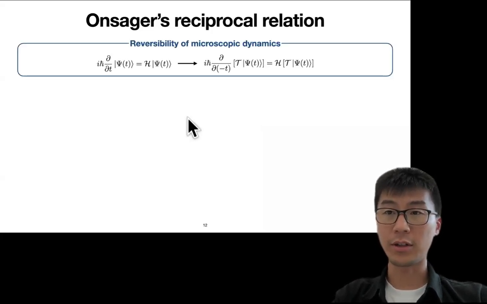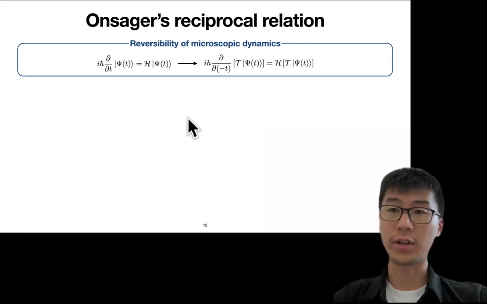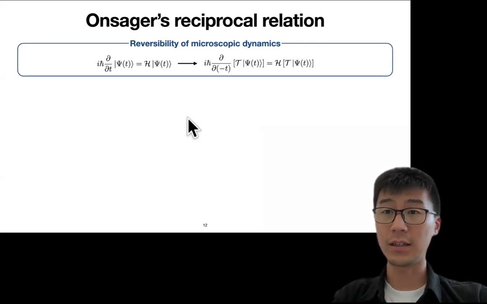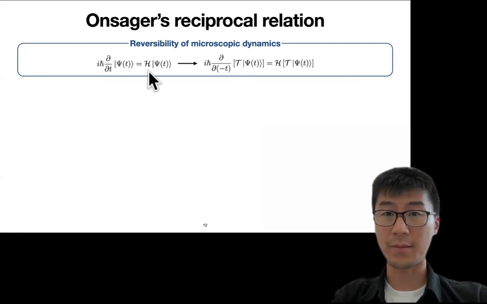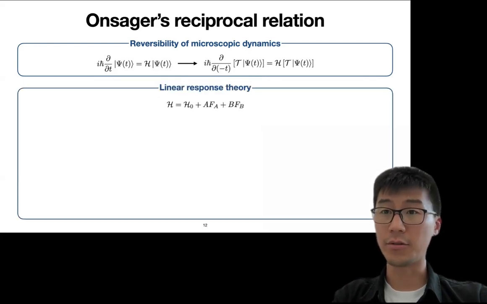Onsager's reciprocal relation is really profound, linking the reciprocity in dissipative transport as well. But fundamentally, this is because microscopic dynamics is time reversible. That is, the Schrödinger equation is also a valid equation in a time-reversed way if we reverse the state. And this has very strong implications in linear response theory.